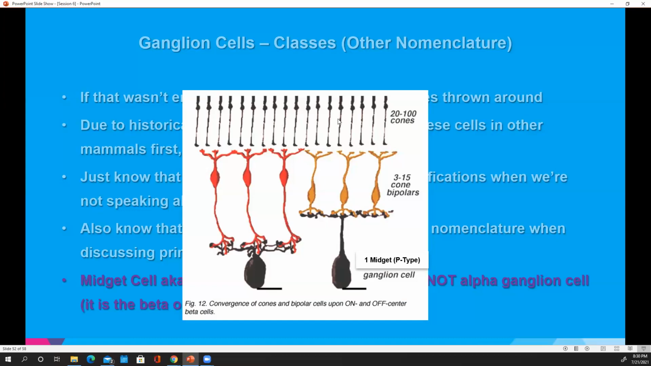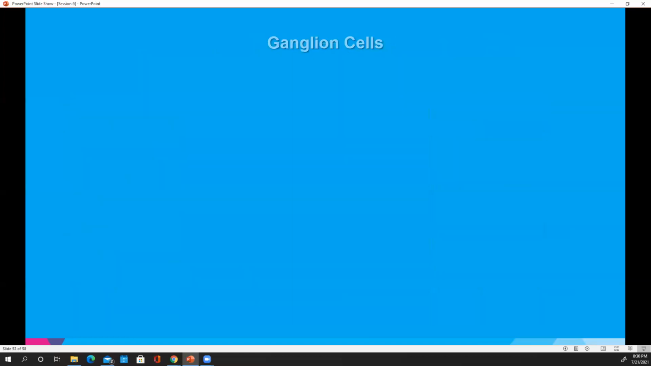Yeah, both of those are midget P-type. Even the one on the left is a midget P-type. Yeah, right. Exactly. Even the one on the left, you got it.